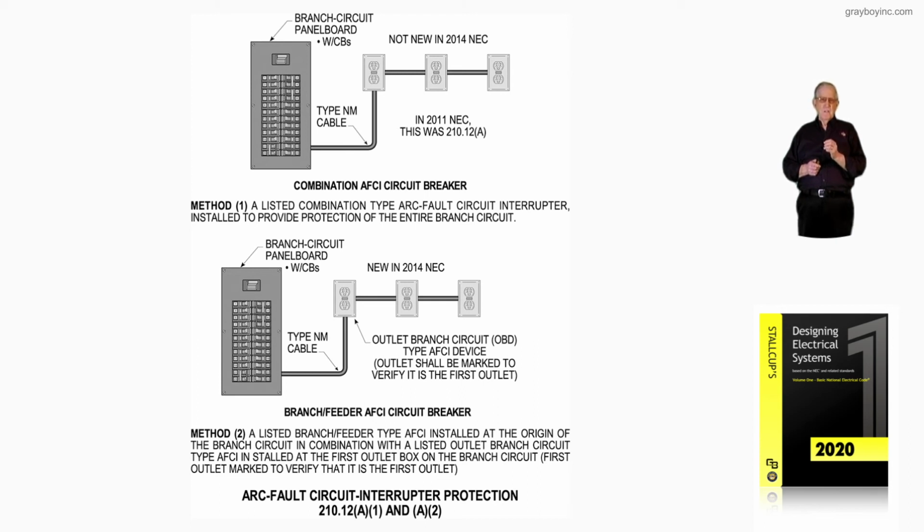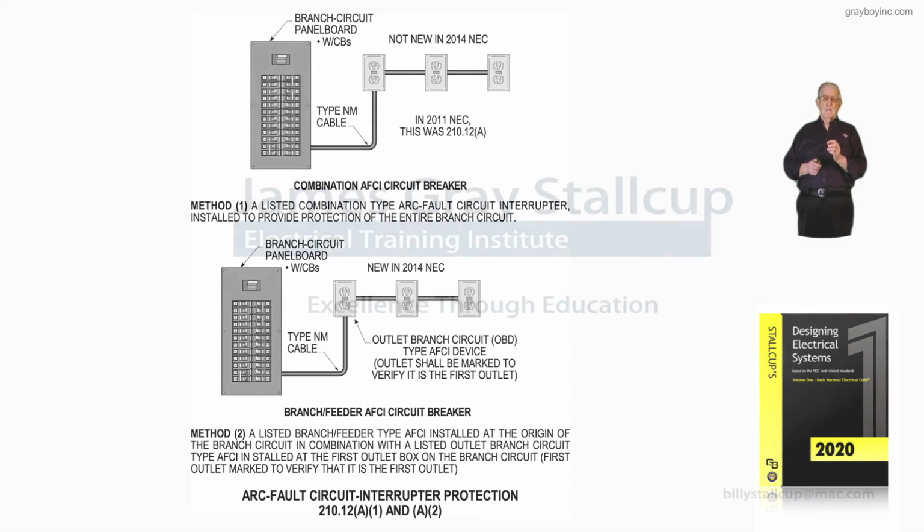So this figure 10-52A is just simply showing the arc fault circuit interrupter protection in accordance with 210.12(A)(1) and (A)(2), based upon which edition of the code allowed such an installation. Now we'll move to the next illustration and look at those techniques and methods.